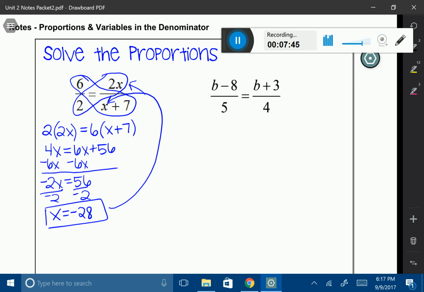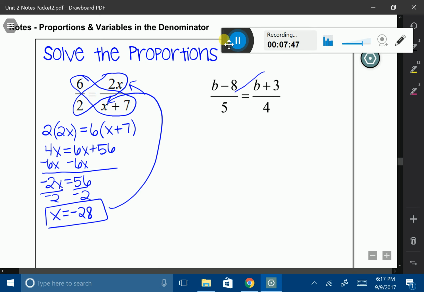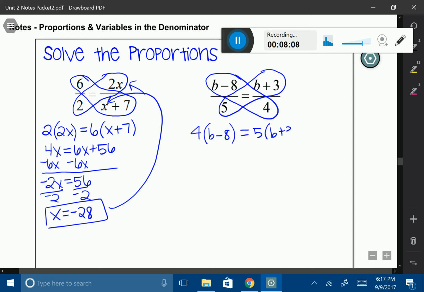Let's go ahead and do another one. Again, I always begin with my cross products, and I'm going to multiply numbers that are across from each other. So it doesn't matter which two things I write down first, but I'm going to write 4 times b minus 8 is equal to 5 times b plus 3. And I'm going to solve by distributing.